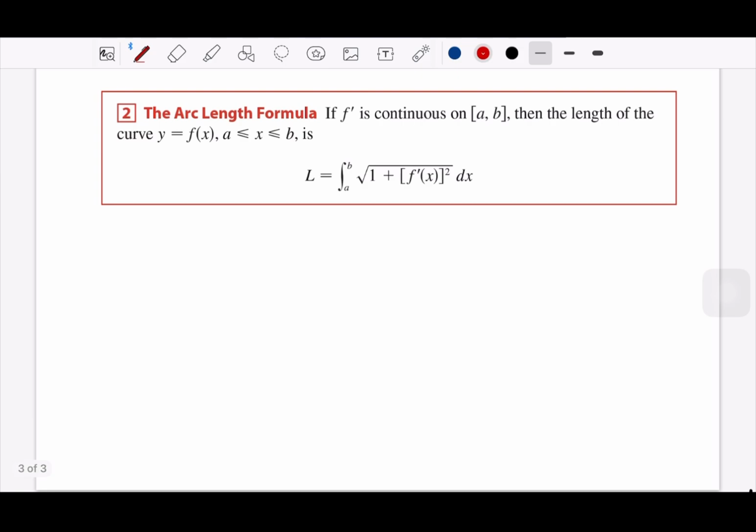Now I would like to give you another perspective on how to see this arc length in a more intuitive way. Or maybe have a break first.